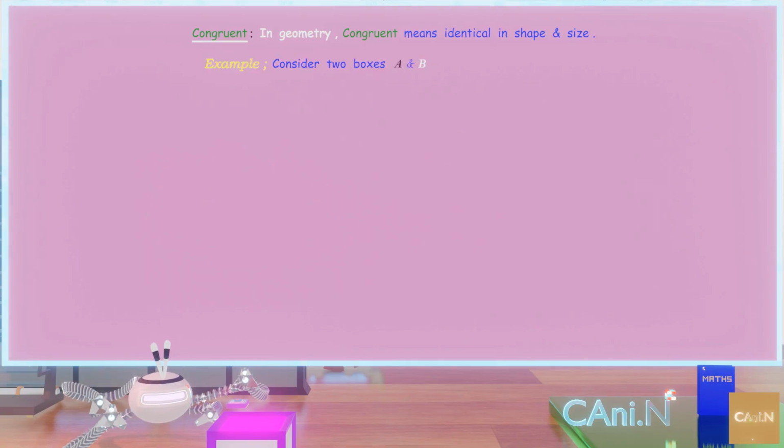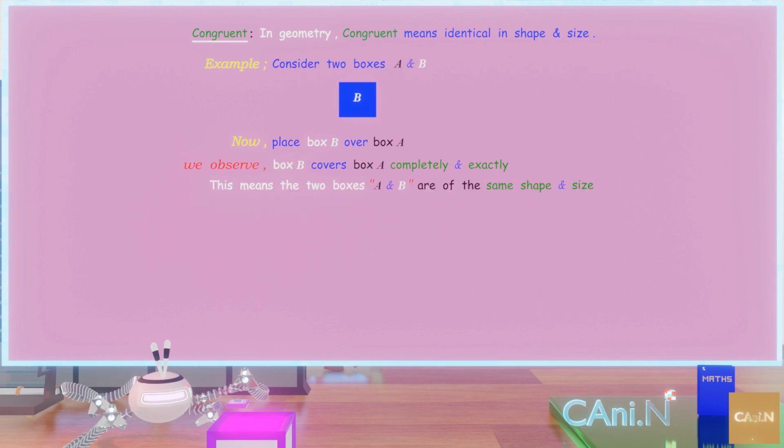Example, consider two boxes A and B. Now, place box B over box A. We observe, box B covers box A completely and exactly. This means the two boxes, A and B, are of the same shape and size. So such objects are said to be congruent. Or, congruent objects are exact copies of one another.